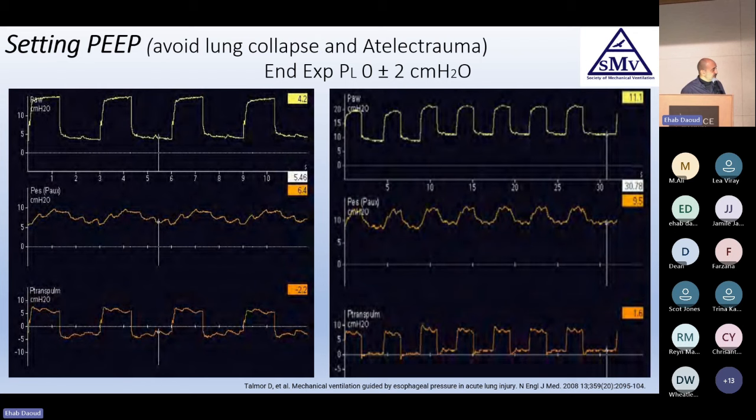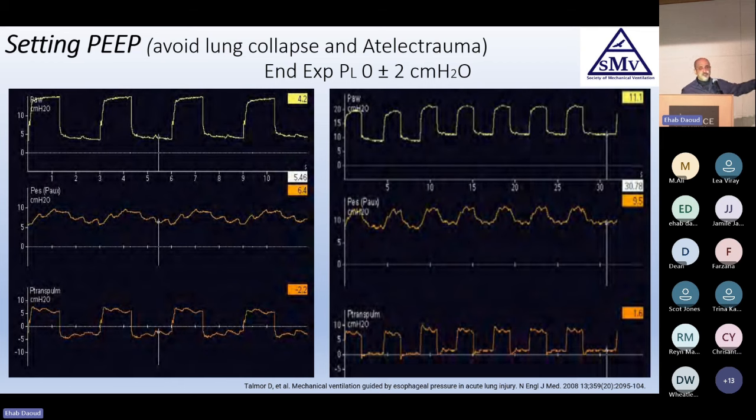So one of the most important or most commonly used reasons for putting in an esophageal balloon is setting the PEEP. Again, I'm usually against the PEEP-FiO2 table, and I'm saying it loud. Hope I don't get assassinated at some point.